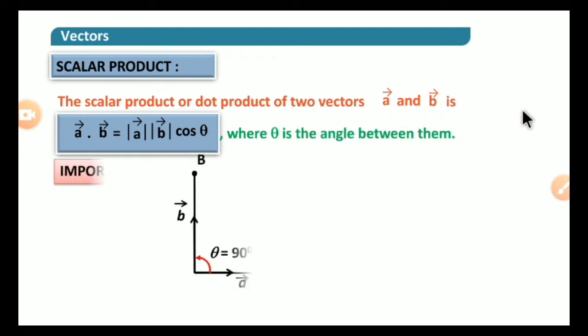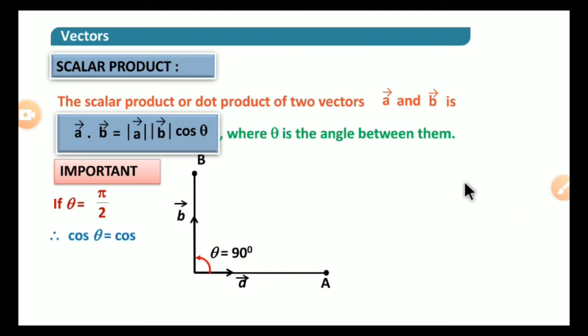and B. Here we will see one important note. If you consider vector A and vector B which are perpendicular, it means the angle between vectors A and B is equal to 90 degrees. If theta is equal to 90 degrees or pi by 2 in radians, therefore cos theta becomes cos pi by 2. So it is equal to 0, because the value of cos pi by 2 is 0.